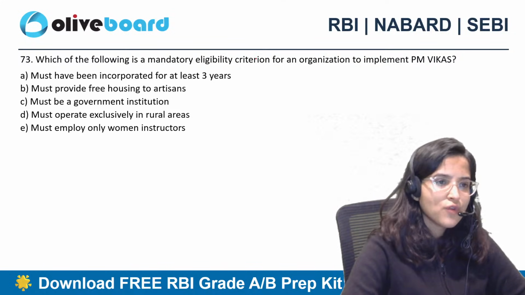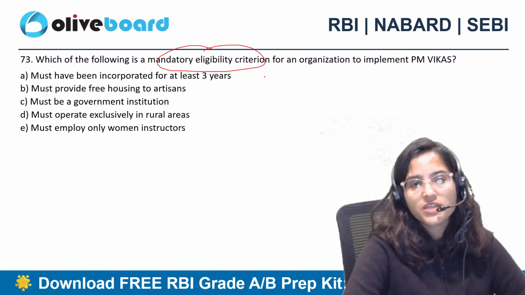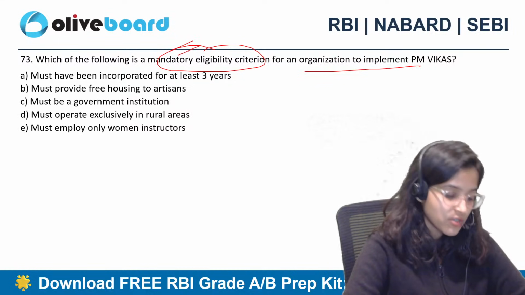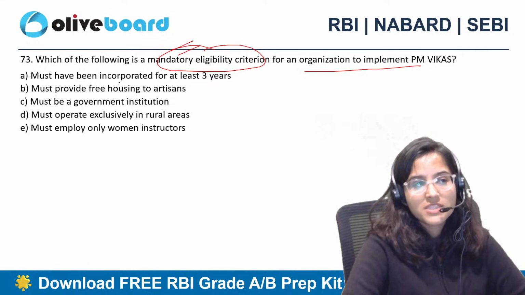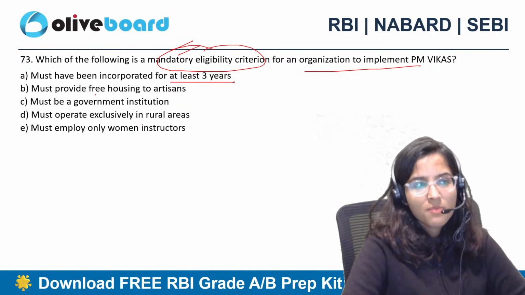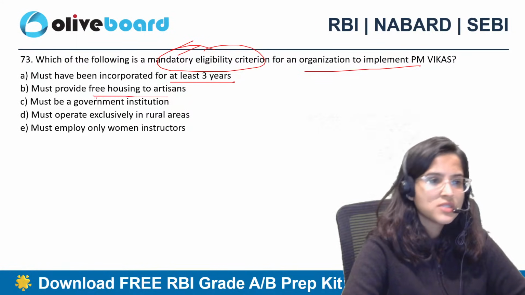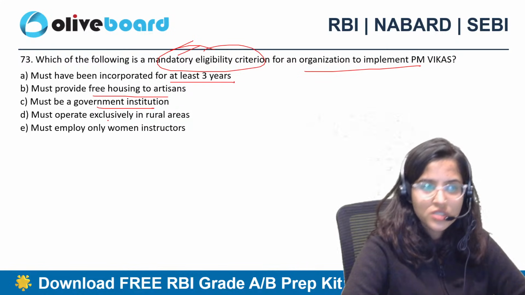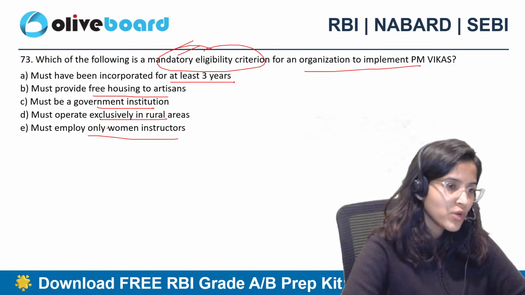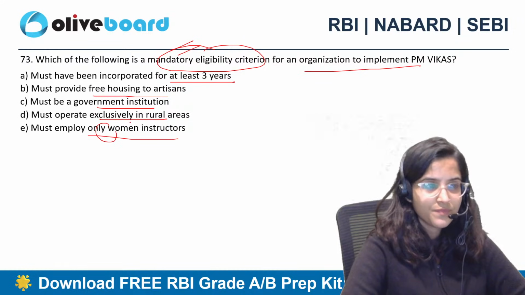73rd question, which of the following is a mandatory eligibility criterion for an organization to implement PM Vikas? Mandatory eligibility criterion is asked. Must have been incorporated for at least 3 years, must provide free housing to artisans, must be a government institution, operate exclusively in rural areas, or must employ only women instructors.